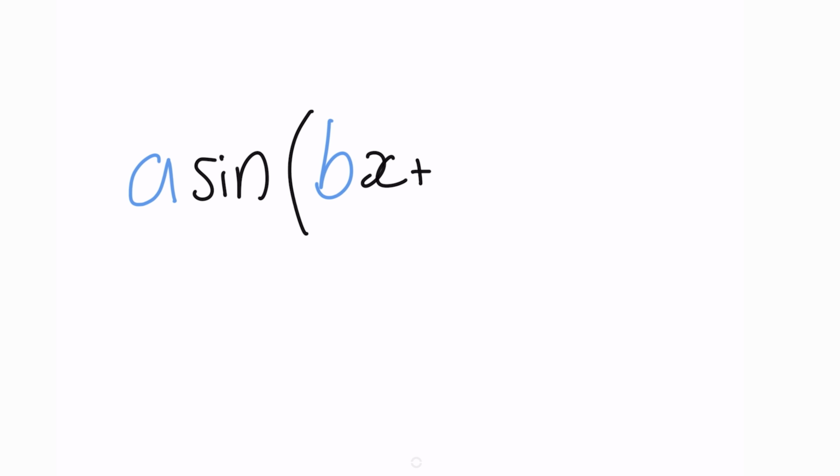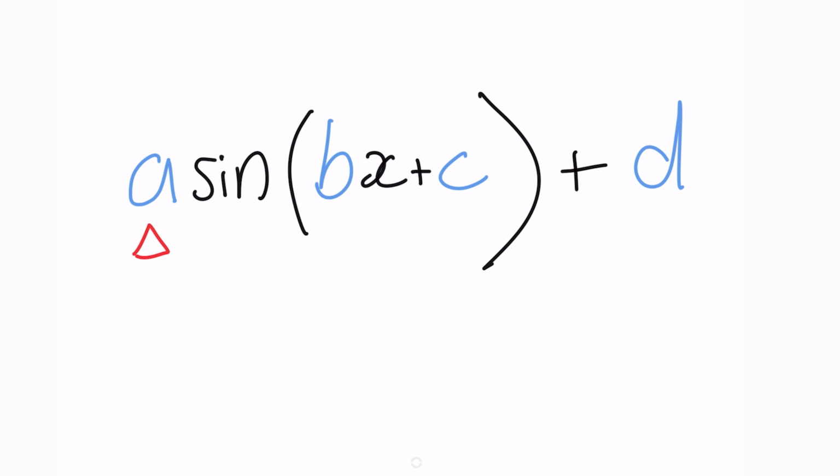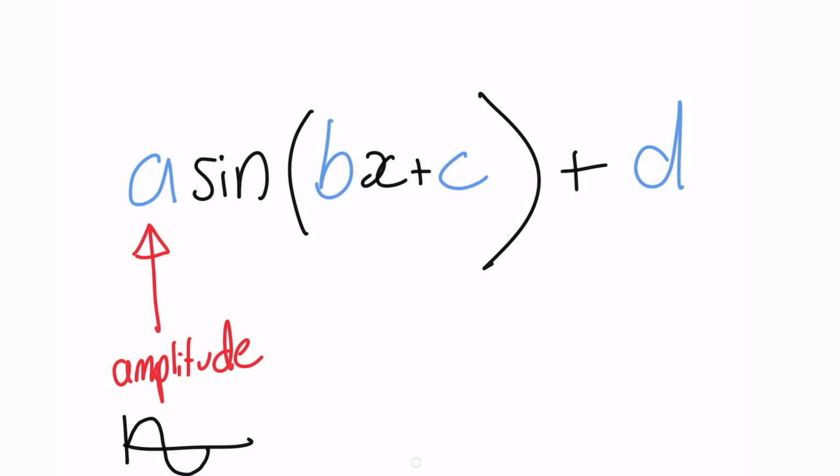So we have a number that can change out the front of our function. We have a number that precedes our x. We can also add a number to our x, and then we can add a number at the very end. Now this first number we call the amplitude. This affects the range in which the function operates by either making it go higher or it can make it more flat.